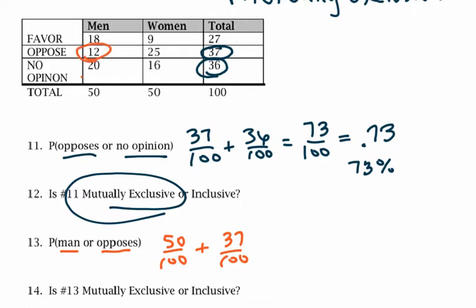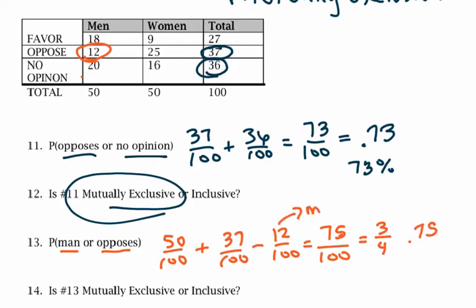What's the probability that you chose a man that opposes? And there are 12 of them. So we already counted those 12 in the men. We can't count them again for the opposition. So we're going to take out the 12 out of 100 because we're not counting them twice. And so that's going to give us 50 plus 37 is 87 minus 12 is 75 over 100. So that's 3/4 or 0.75. And remember, that's the man who opposes.